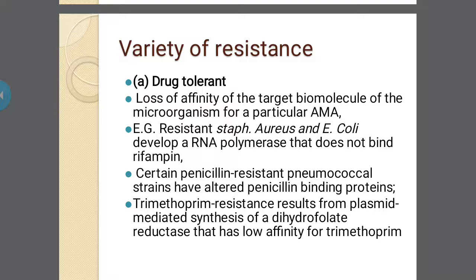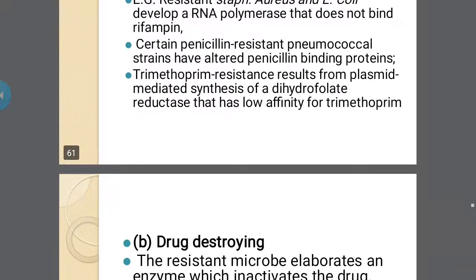So trimethoprim is a dihydrofolate reductase inhibitor. Resistance will cause plasmid mediated synthesis of a defective dihydrofolate reductase with low affinity for trimethoprim, so trimethoprim cannot block it properly. Also, if the penicillin binding protein is altered, then penicillin cannot bind properly in pneumococci. So this is the example of drug tolerance. Staph aureus and E. coli develop an RNA polymerase that does not bind rifampicin.